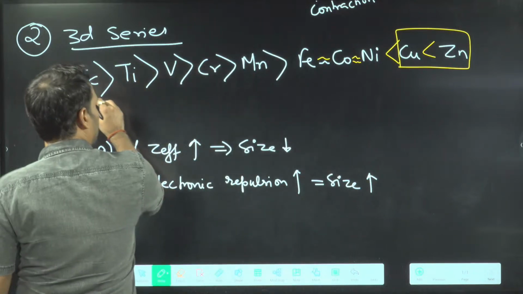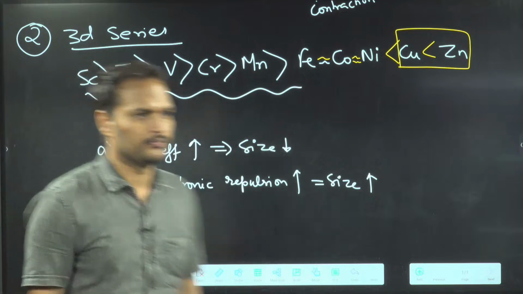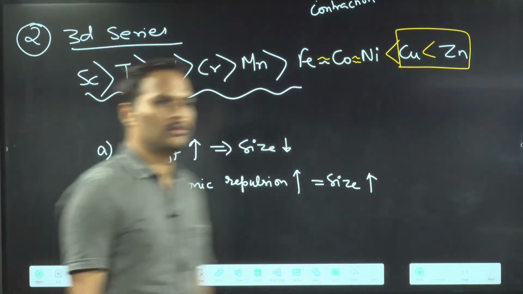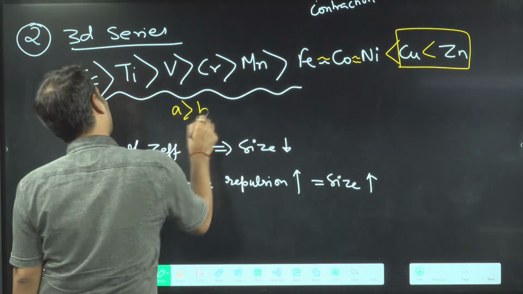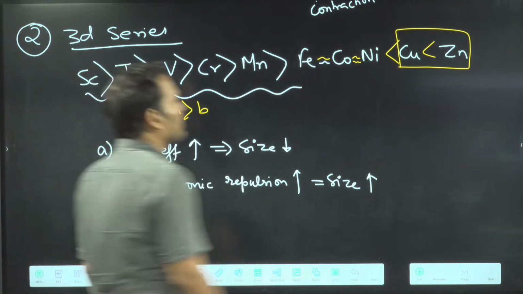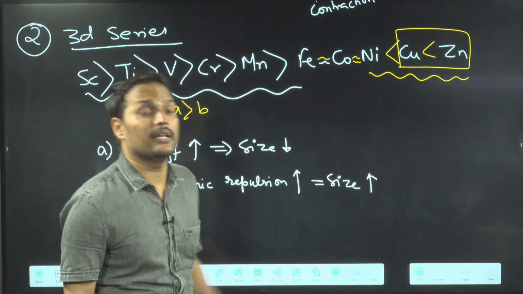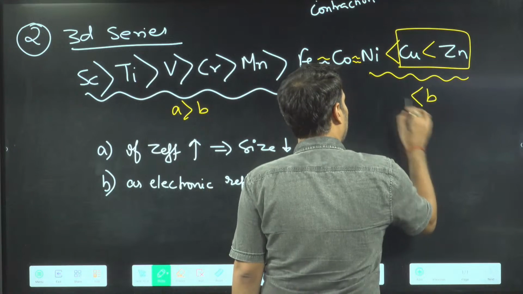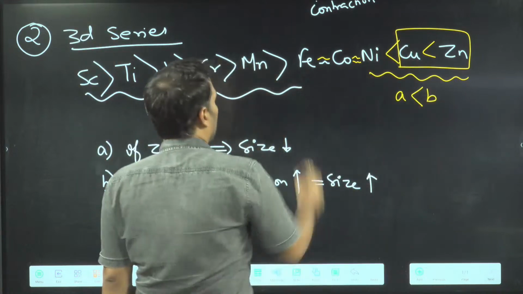So now you tell me in this point, how we can explain this? A is more or B is more? Size is decreasing, A is more or B is more? What you will say? Size is decreasing. That means Z effective is the dominating factor. Okay, now we will talk about here. Here what is happening? Here size is increasing. Size is increasing means what you will say? Repulsion or Z effective? Here you will say, sir, B is dominant. Repulsive forces are dominant. So size is increasing. Clear?